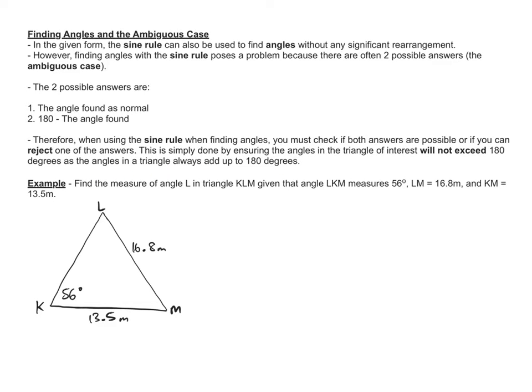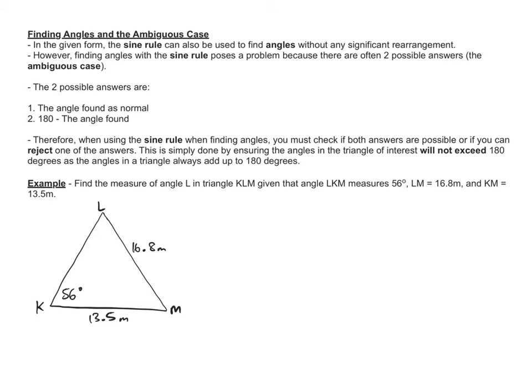Why? Because the angles in a triangle always add up to 180 degrees. So if you find that you have two answers, and both of them will end up with a triangle that is possible, that's going to have less than 180 degrees for all the angles added up together, then you're going to have to accept both answers. But if you find that one of your two answers completely doesn't work because the angles don't add up to 180 degrees, it adds up to more, then you can reject that possibility. So let's see how this works.